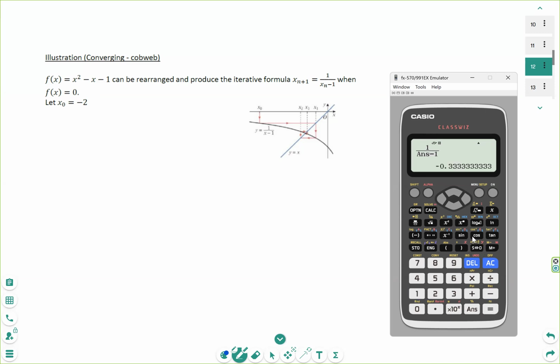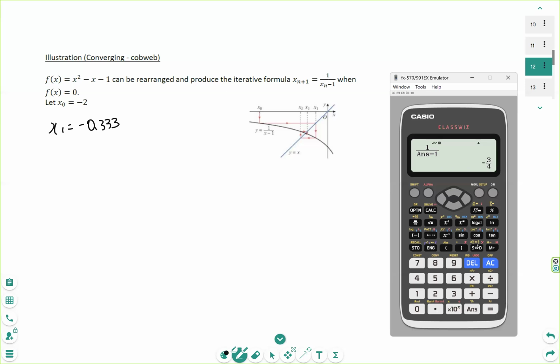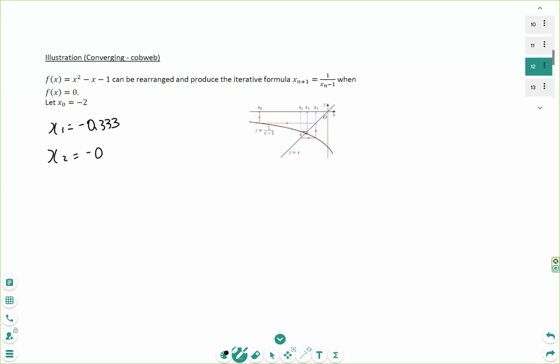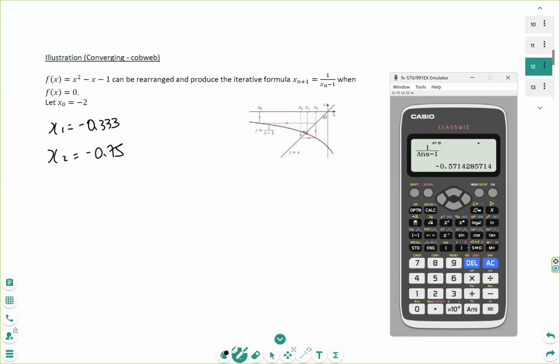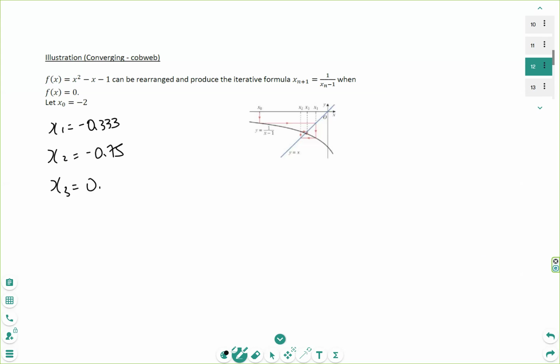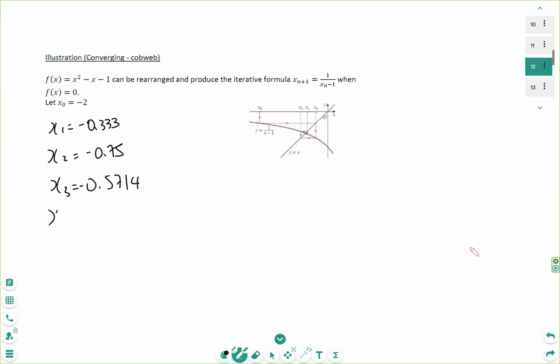So that's, yes, a minus a third, but let's use decimals here. Minus 0.333. So x1 equals minus 0.333. Press equal again: minus 0.75. Press equal again: minus 0.5714. Press equal again: minus 0.6363, actually 0.6364.